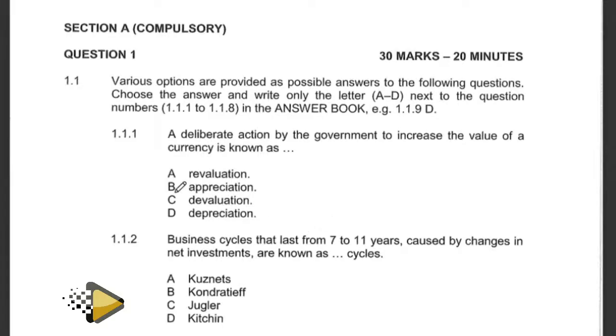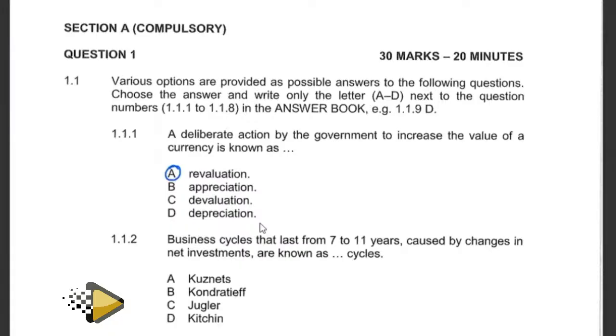Okay, right. So now 1.1.1 reads as follows: a deliberate action by the government to increase the value of currency is known as revaluation. So it means in this regard, our appropriate answer is going to be A.